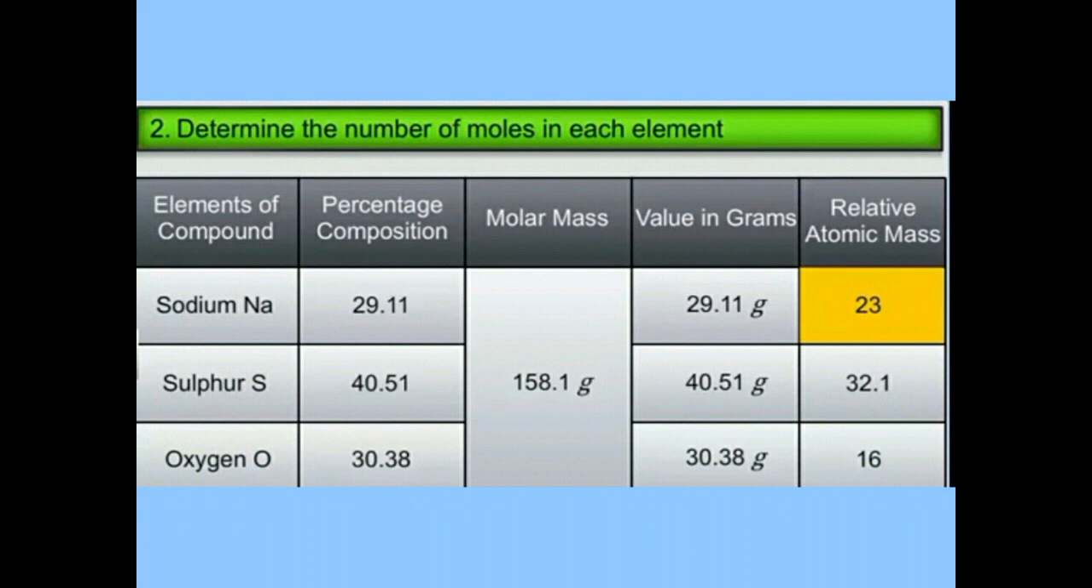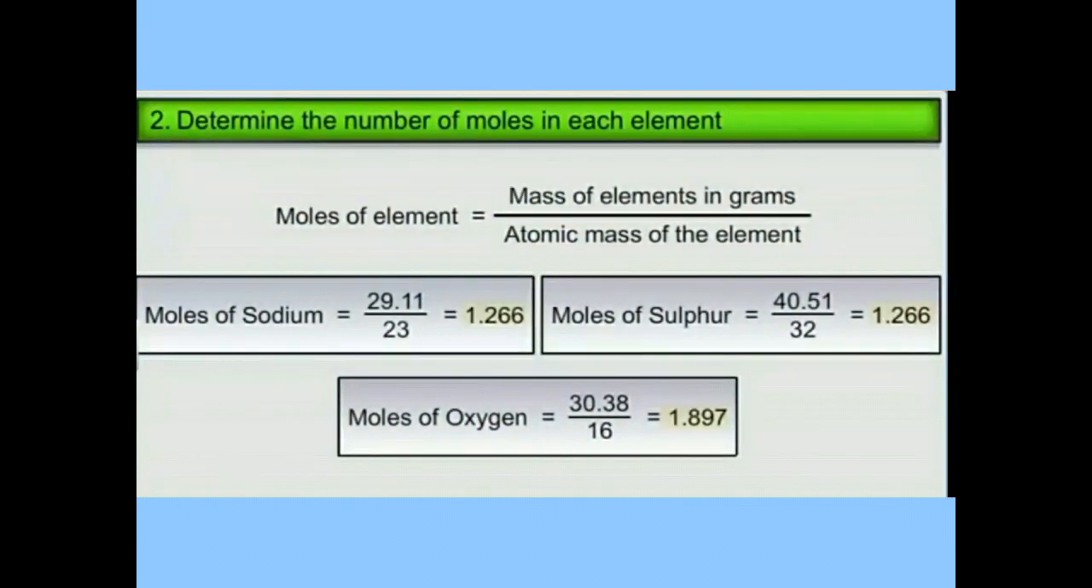Now we will divide this value in grams by the relative atomic masses. For sodium we will divide 29.11 by 23, for sulfur we will divide 40.51 by 32, and for oxygen we will divide 30.38 by 16. In this way we will get the number of moles of each element. You can see sodium 29.11 divided by 23 becomes 1.26 moles. For sulfur, 40.5 was the mass and 32 is the atomic mass of sulfur. दोनों को divide किया, 1.266 आ गया.